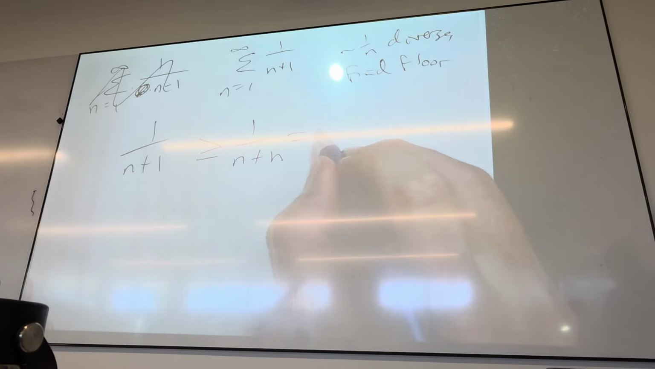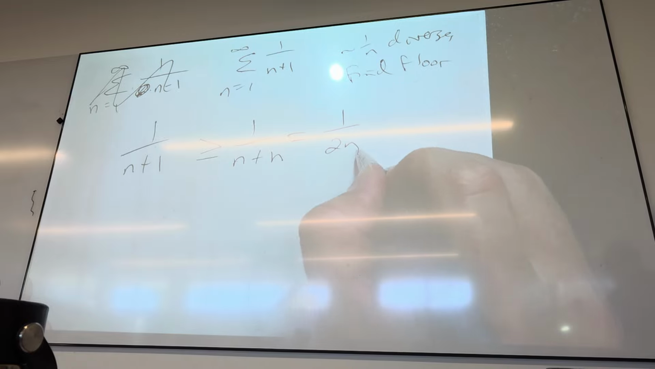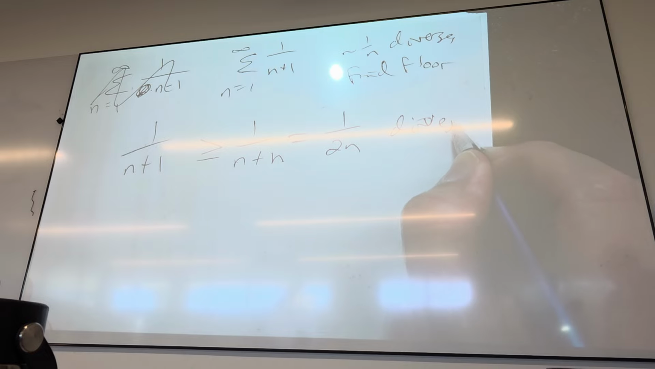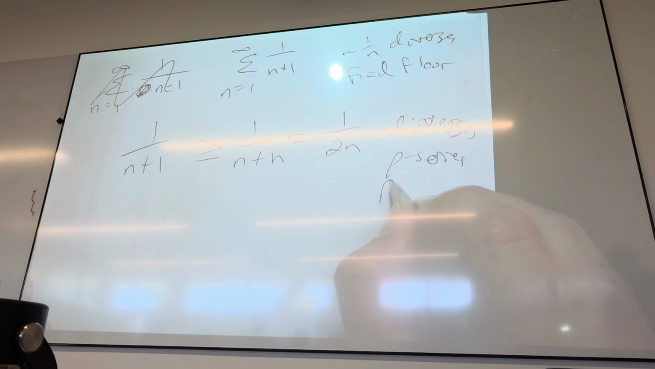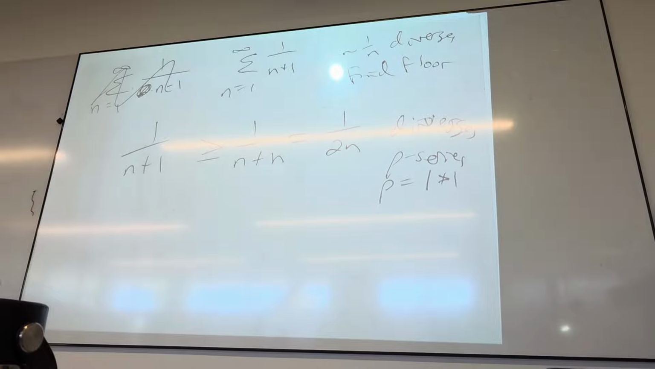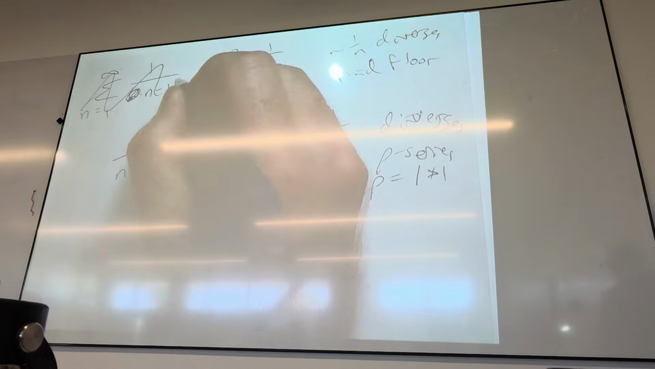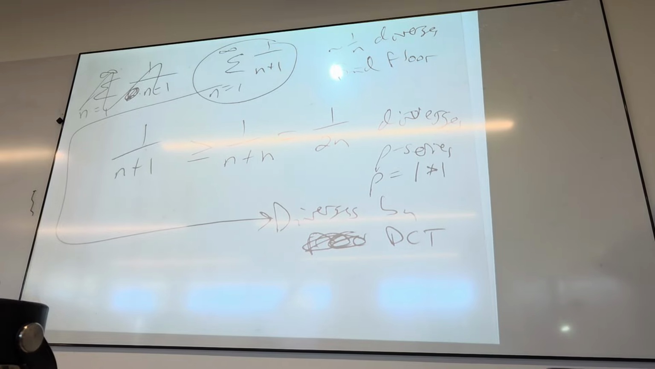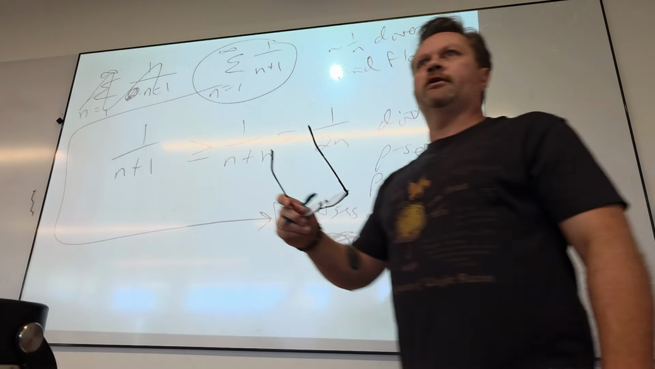And what is this? And what does this do? Diverges because it's a p-series. P equals 1, which is not greater than 1. So what does ours do? Diverges by comparison. Yes. I'm not drunk, my hand is.